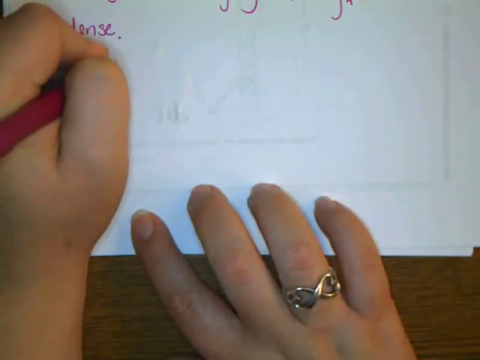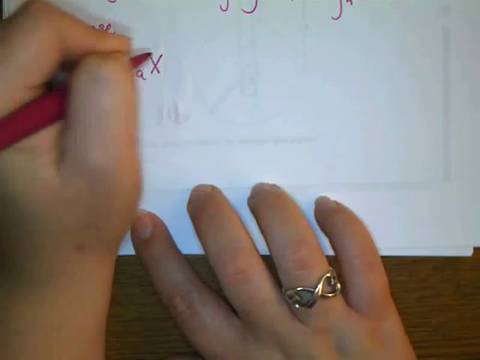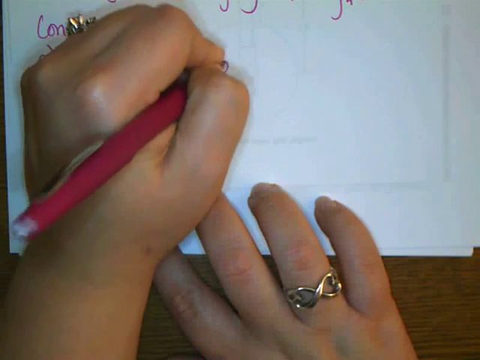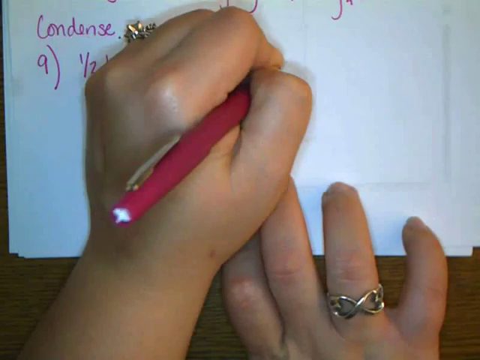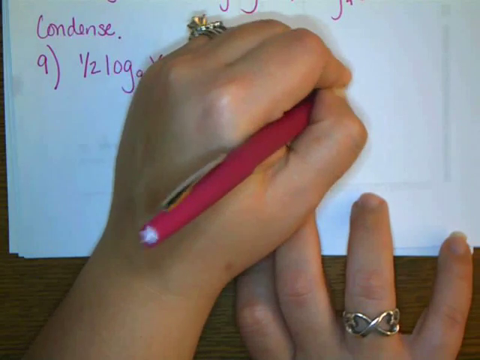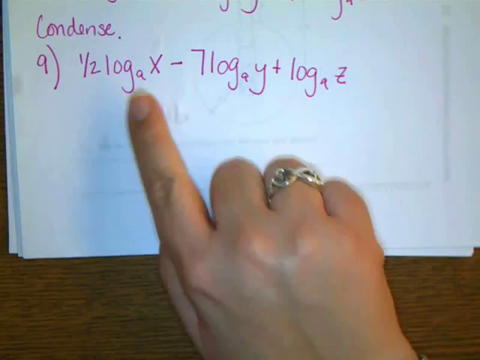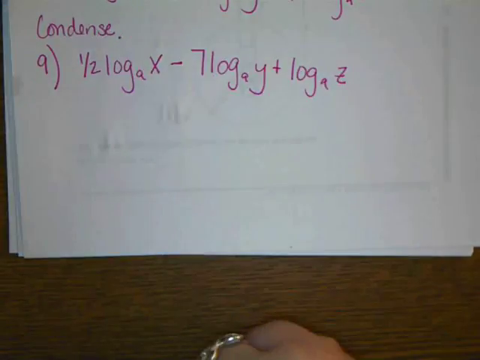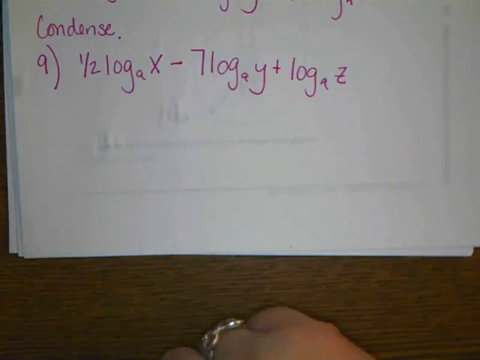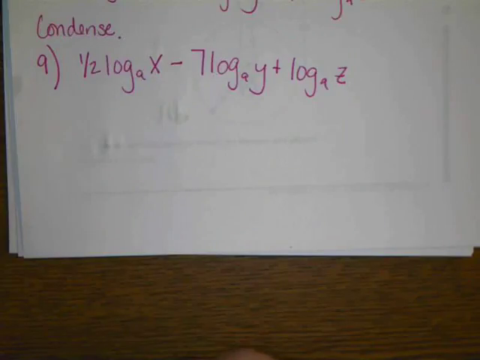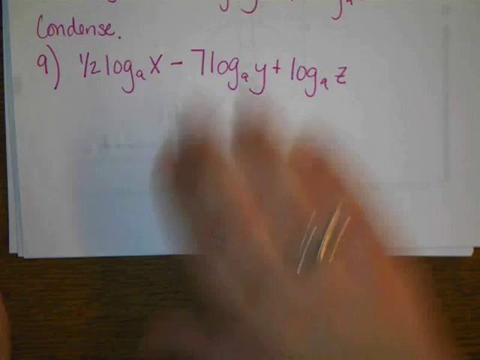We have 1/2 log base A of x minus 7 log base A of y plus log base A of z. Now notice all these bases must be the same in all these problems for you to be able to combine or expand these. But if you do see them separate, you've got to leave them separate. So condense just means to put it back into one log. The trick is you know that you've condensed all the way when you only have written the word log one time. So we'll go step by step.